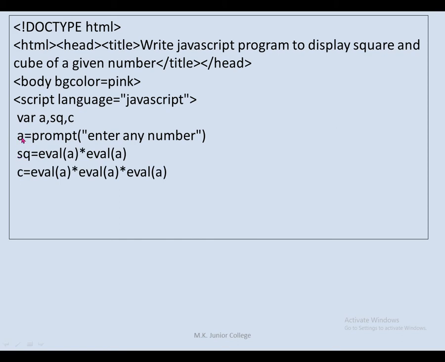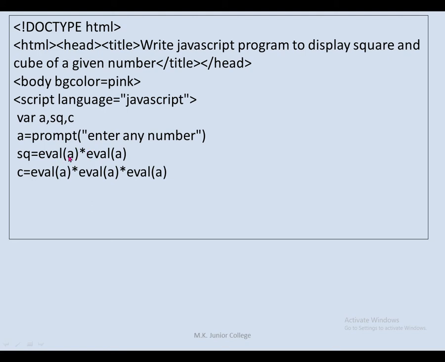After getting the number inside A with the help of prompt, you are calculating SQ. SQ is a variable used to store a square: eval of A into eval of B. See, this is, you remember, the multiplication symbol in our JavaScript.